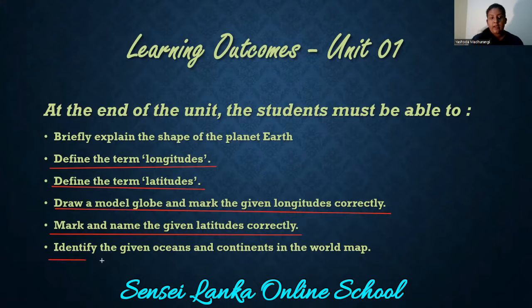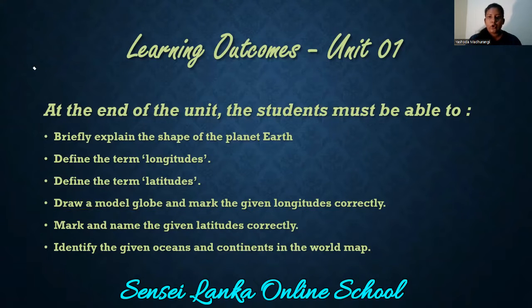So the last one, identify the given oceans and continents in the world map. In the world map you must be able to color the given ocean. Find the given continent. What is Asia? Where is Europe? You must be able to mark them. So, Pute, these are the learning outcomes for you in unit number 1.